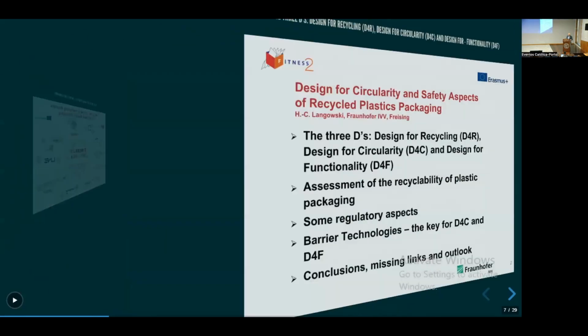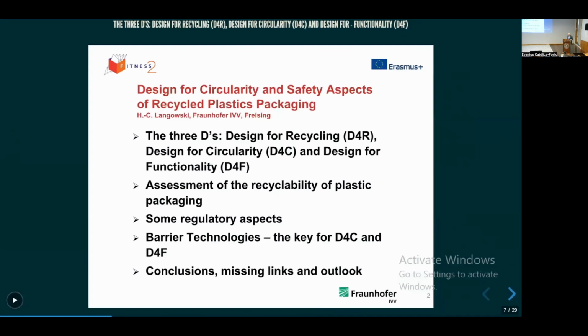So first, the outline. We have a lot of Ds. D for design for recycling, which we were talking about quite a lot in the last hours. We have design for circularity. Some people also have design from recycling, which together with design for recycling makes design for circularity. But what I would like to add is design for functionality, which is just as important as the rest of the Ds.